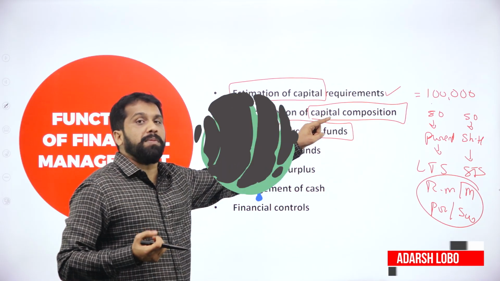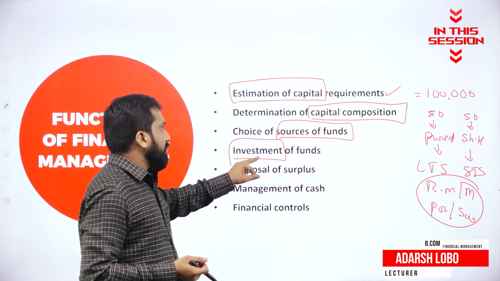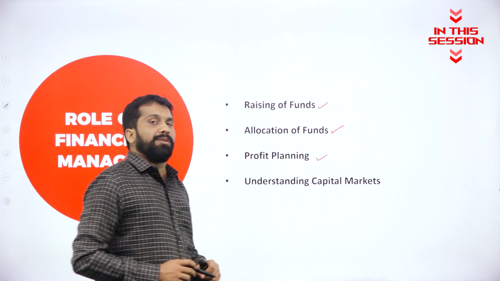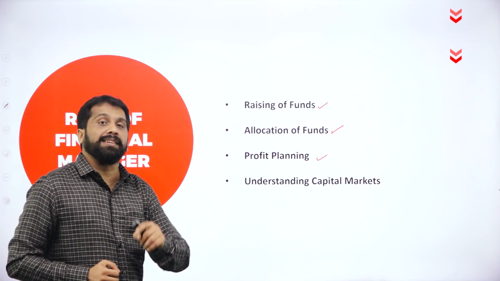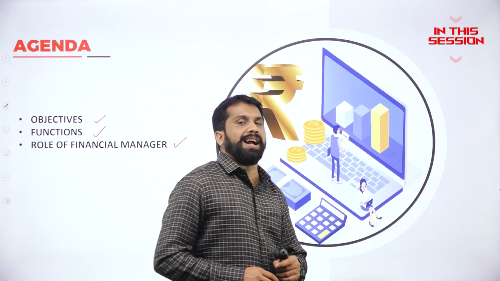You will decide how much you need. Second, you will decide from whom you will take. Third, you will decide whether it is long term or short term. Profit planning: once it is allocated, how he will generate money from that. What are the objectives and roles of financial management?